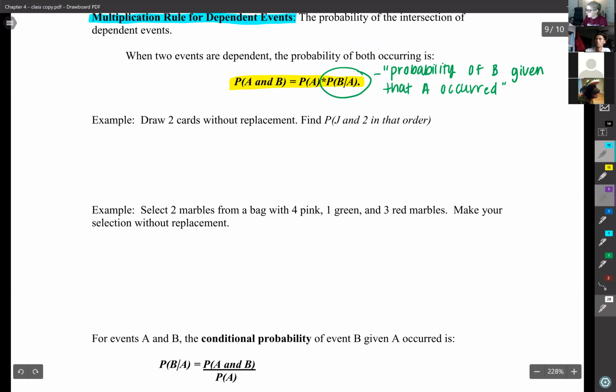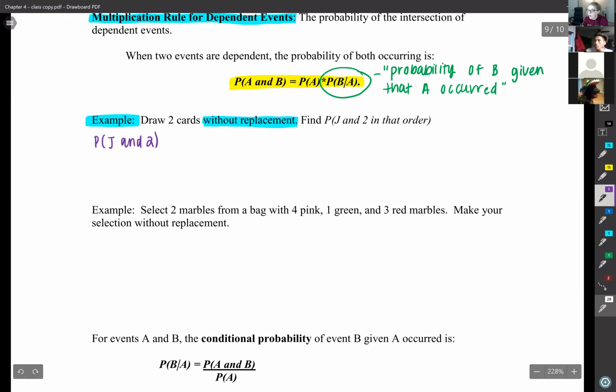So this one right here is drawing two cards without replacement. Like I said, those are very key terms that you'll see in probability with cards: with or without replacement. As soon as you see without replacement, these are dependent events. And as soon as you see with replacement, these are independent. All right, so we want to find the probability of a jack and a 2 in that order. So we want P of J and 2.